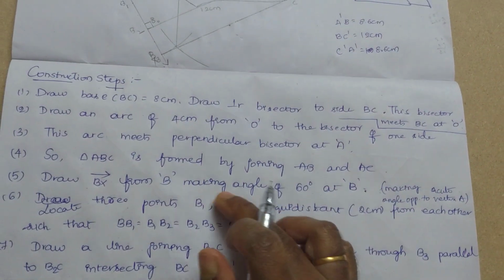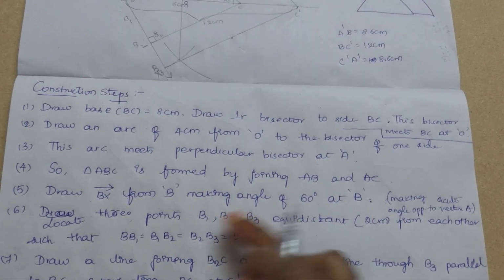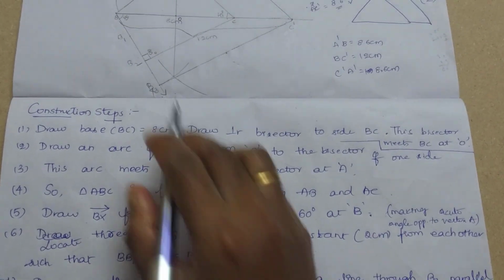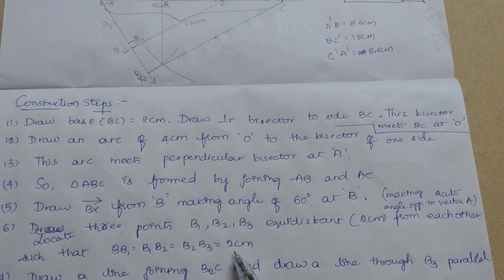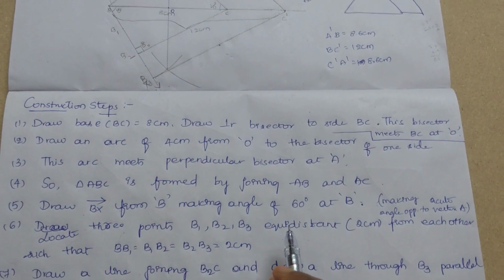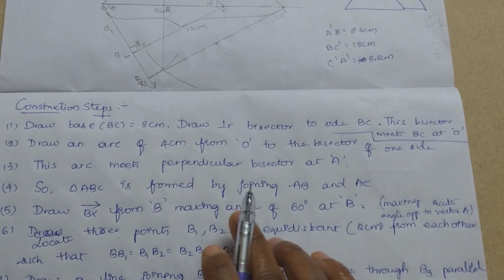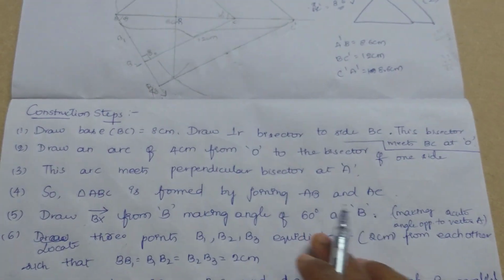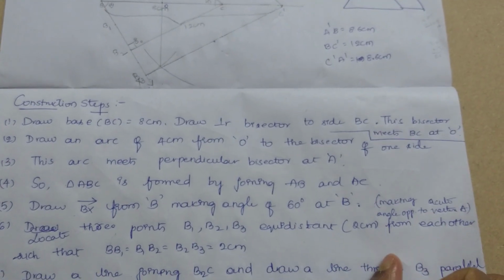After that, locate 3 points B1, B2, B3 equidistant from each other such that B1B2 equals B2B3 equals 2 centimeters. Here I have taken 2 centimeters, so I have written it in the construction step. In case you want to take any other measurement, you just take that measurement and do the same procedure, you'll get the same solution. But write in the construction steps what you did.